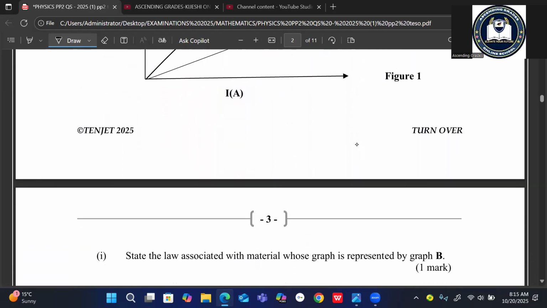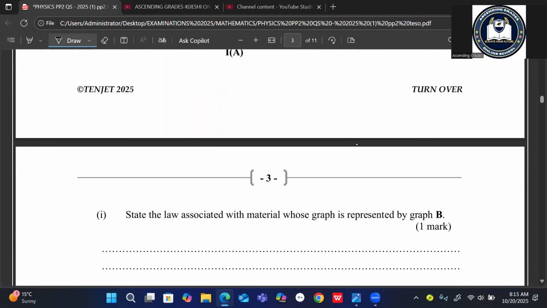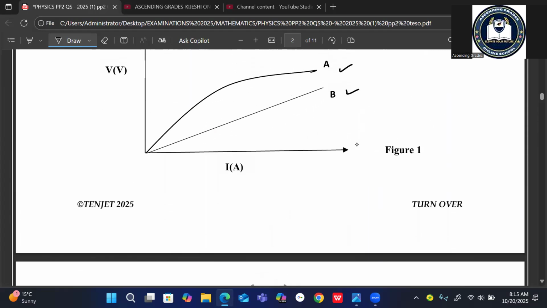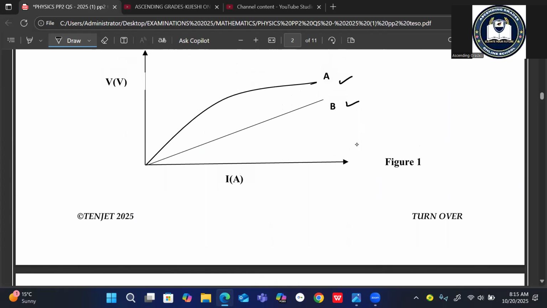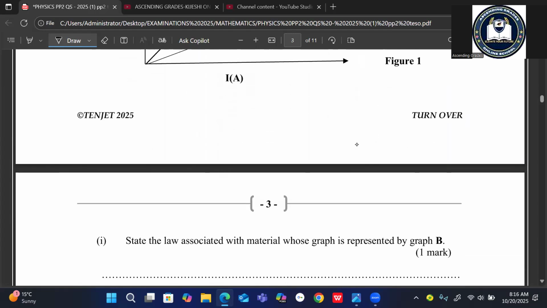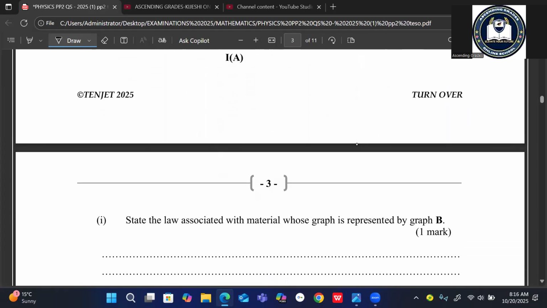Let's look at what the question is demanding of us. State the law associated with the material whose graph is represented by B. So B, we can see, is giving a direct proportionality. And therefore, B will be giving us a law called Ohm's law.